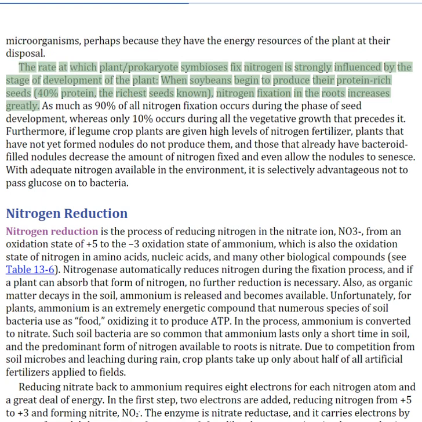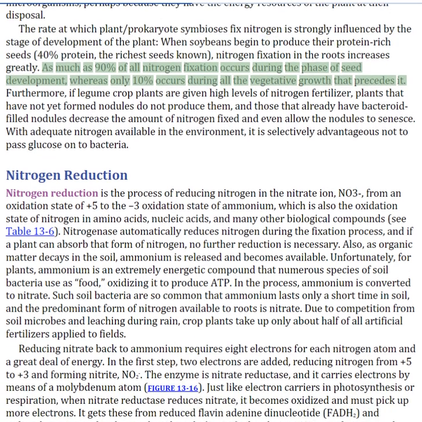The rate at which plant-prokaryote symbioses fix nitrogen is strongly influenced by the stage of development of the plant. When soybeans begin to produce their protein-rich seeds, nitrogen fixation in the roots increases greatly. As much as 90% of all nitrogen fixation occurs during the phase of seed development, whereas only 10% occurs during all the vegetative growth that precedes it.